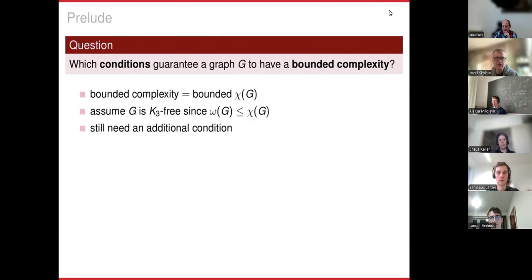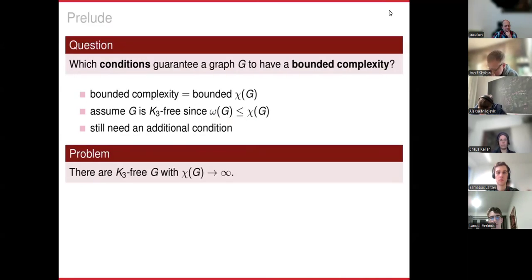Nevertheless, this is not enough to conclude that I will have bounded chromatic number, and we still need an additional condition. Why is it so? The reason is that there exist several families of triangle-free graphs G whose chromatic number grows to infinity.